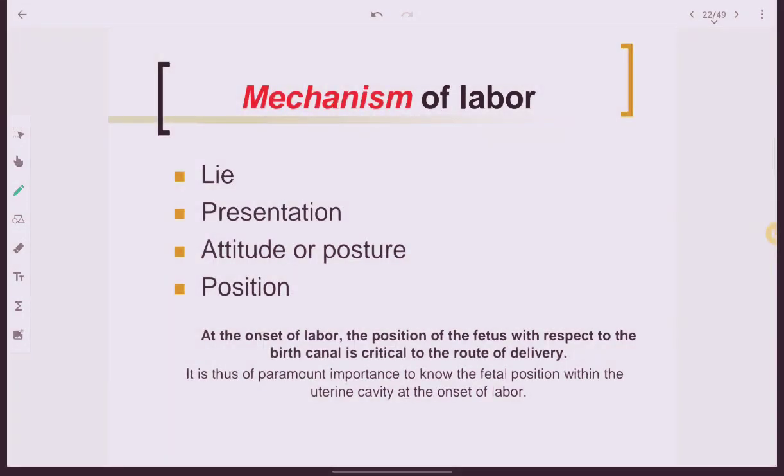Hello everyone, in this video I'm going to talk about part 2 of the mechanism of labor that we had made previously. So here: lie, presentation, attitude, position. So what is lie?